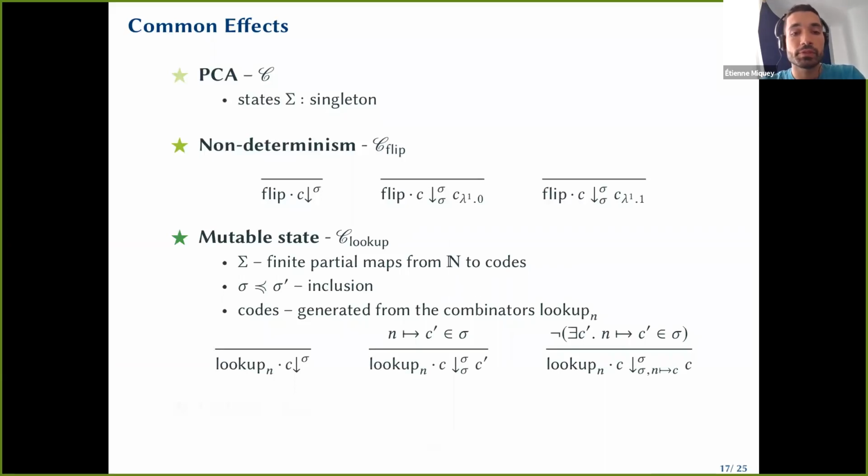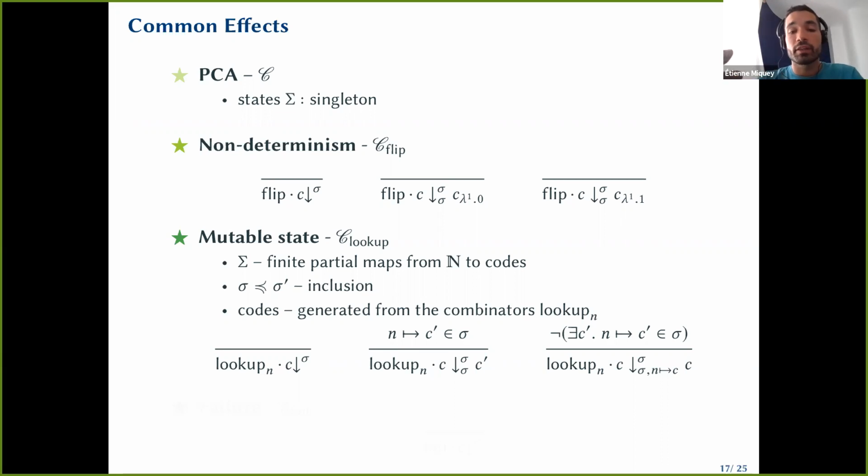You can have mutable states. So here you really use the set of states. Technically you say that the set of states is just defined as finite partial maps from natural numbers to codes. So you have a memory if you want. You define the ordering relation between states as an inclusion, representing an extension, a strict extension of the memory. And you take a set of codes, the usual set of codes, plus a lookup function, which allows you to look in the memory to check whether something is already defined, in which case you access the value in the state.